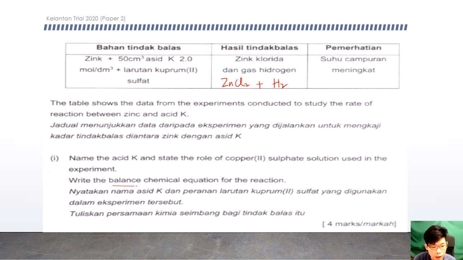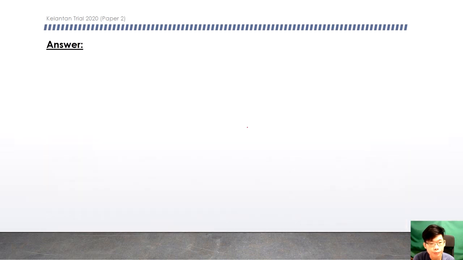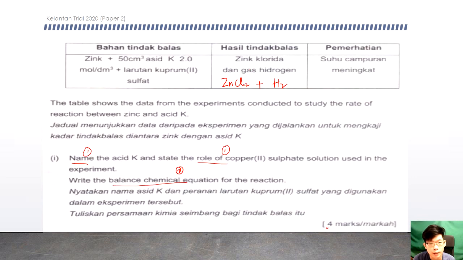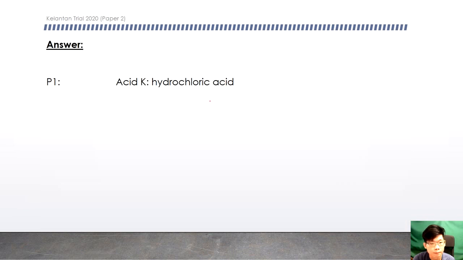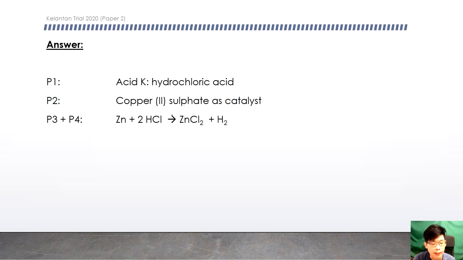So the chemical equation will be 2 marks. Name the acid K, 1 mark. Then state the role of the copper(II) sulfate solution, another 1 mark. So there are 4 marks. The acid here is hydrochloric acid, because the product here will be zinc chloride. In order to get the chloride salt, you have to use hydrochloric acid. Then point 2, the copper(II) sulfate acts as a catalyst. Then the chemical equation: zinc with hydrochloric acid produces zinc chloride and hydrogen gas.